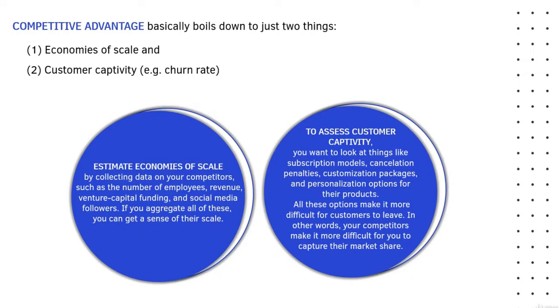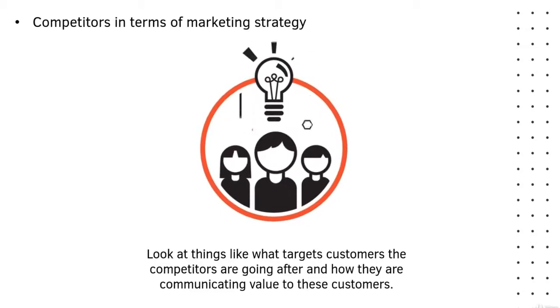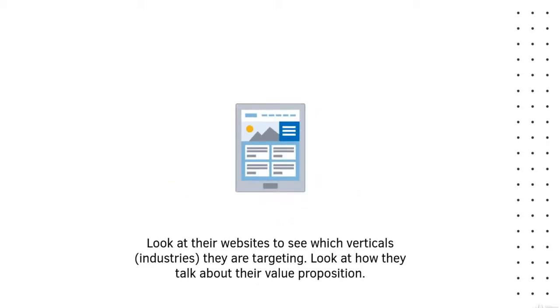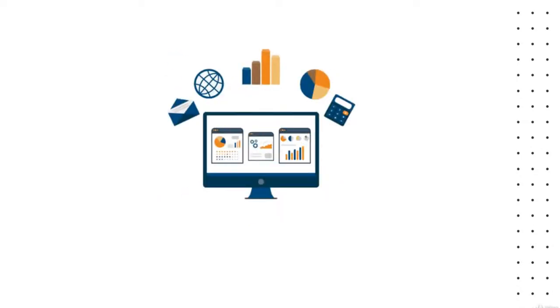After looking at competitive advantage at the economic level, I then look at competitors in terms of market strategy. Here, you want to look at things like what target customers the competitors are going after and how they are communicating value to these customers. Look at their websites to see which verticals, the industries, they are targeting. Look at how they talk about their value proposition. You will get a sense of the positioning they are trying to secure in the market.